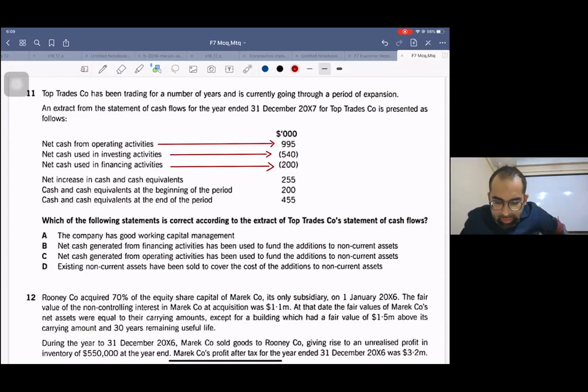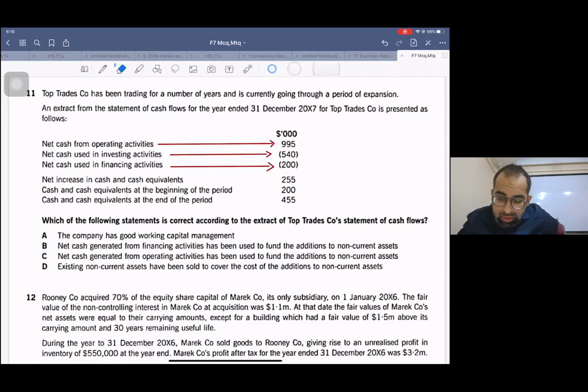Sometimes what happens is that your financing activity is positive and investing is negative, that means you have generated finance and invested it in investing activities. Sometimes your financing activities are positive, meaning you generated new finance and bought fixed assets, so that makes sense. But in this question, this is not the case. You have not generated any additional finance from financing activities, and you are not investing that finance in investing activities. That's not the case.